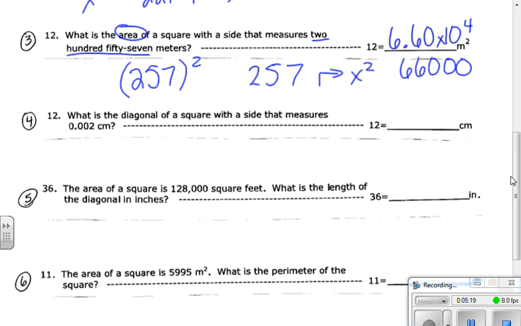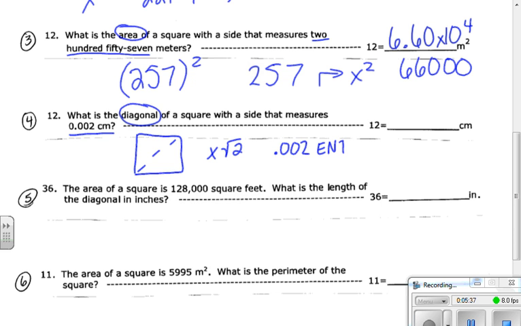Okay, what is the diagonal of a square with a side that measures 0.002 centimeters? So we want to find the diagonal, the distance across the center here, which is our side times the square root of 2. So we have our side, 0.002, enter, and then we want to multiply it by the square root of 2. So first we have to find out what the square root of 2 is. So we would type 2, hit the square root key, and it should show that it's 1.41.